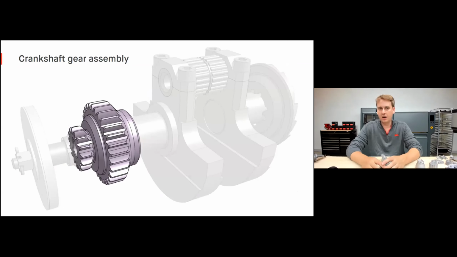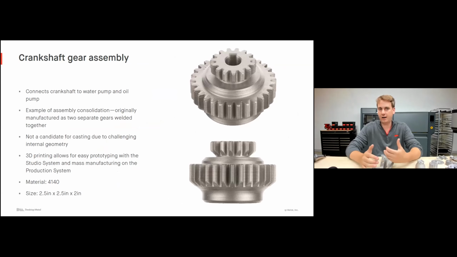Another example of this. This is a crankshaft gear. This gear is attached to the crankshaft on a motorcycle. In a motorcycle engine, it attaches the crankshaft to drive both the water pump and the oil pump. So it has 2 different gears that are attached to different gears that are then driving those 2 pumps.